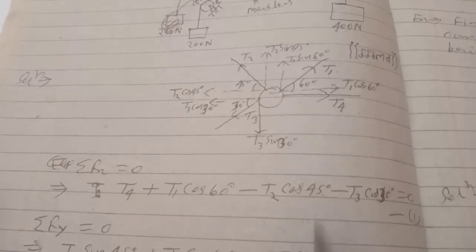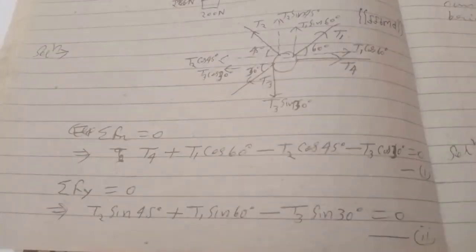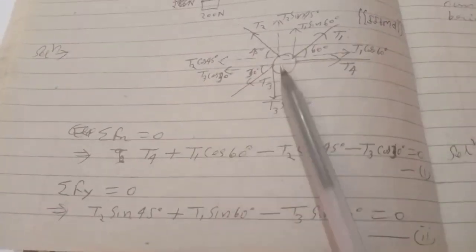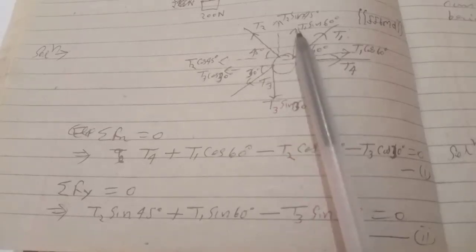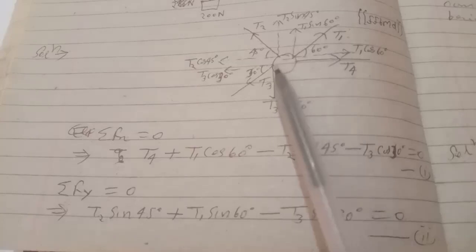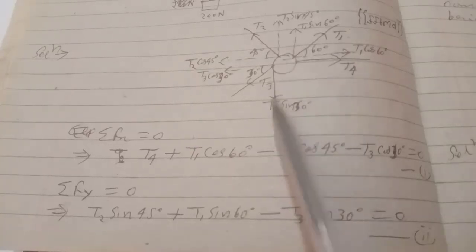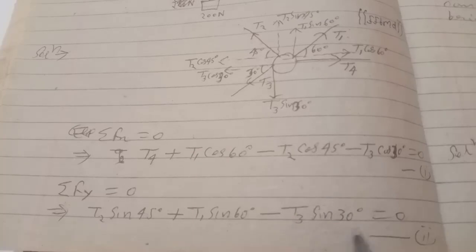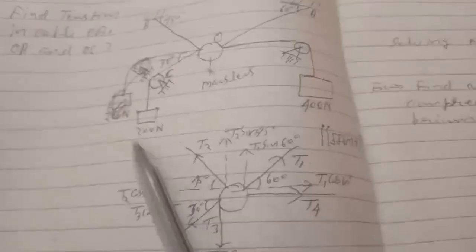And for vertical equilibrium, we can write sigma Fy equals 0. Taking this direction as positive, T2 sin 45 plus T1 sin 60 minus T3 sin 30 equals 0. This is equation 2. Now draw the free body diagram of this body and this body.